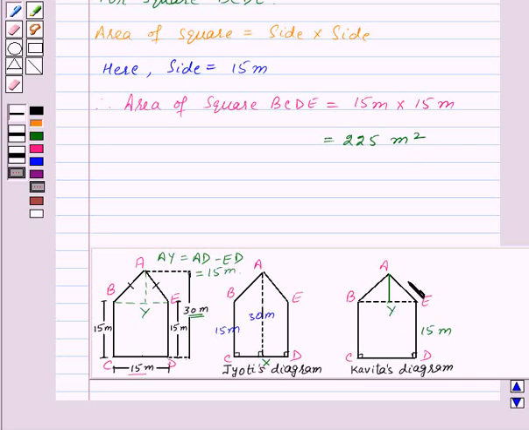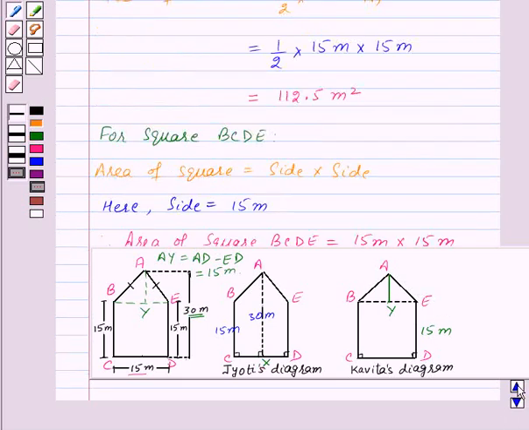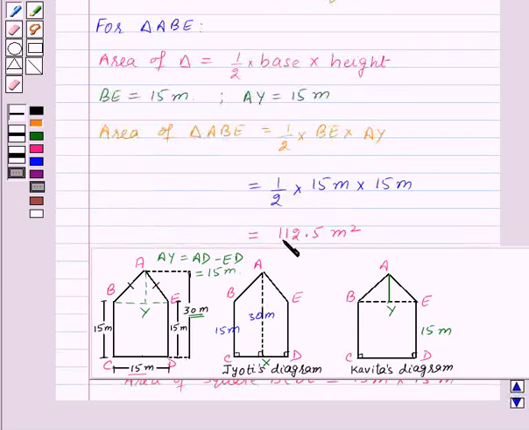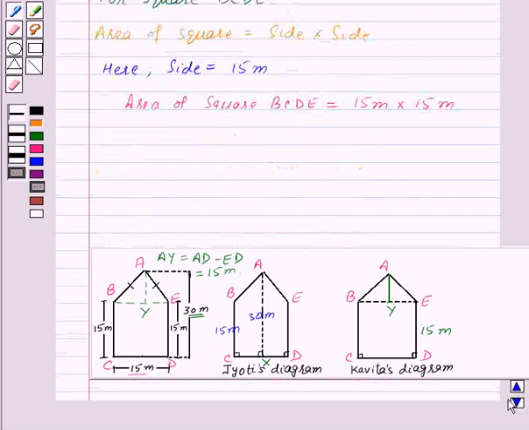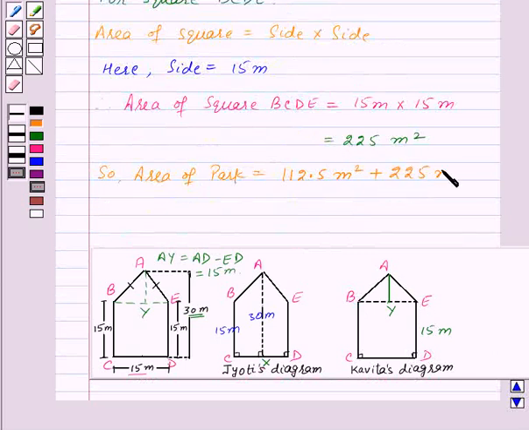So let us find out the area of the park. That is equal to area of triangle ABE, that is 112.5 meters squared, plus area of square BCDE, that is 225 meters squared, which is equal to 337.5 meters squared.